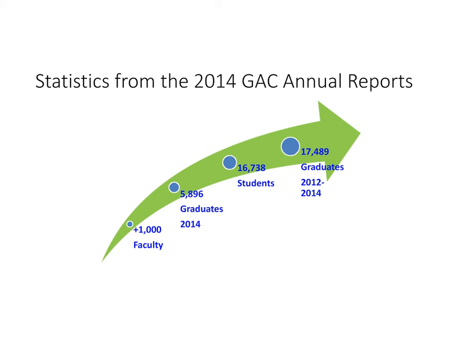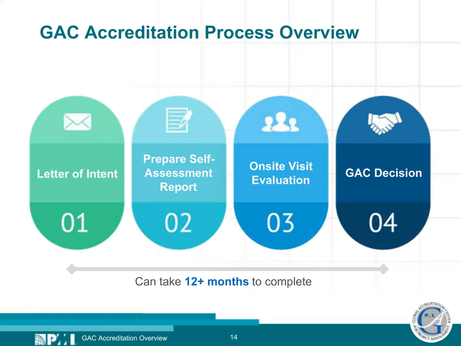Additionally, there were a total of 16,738 enrolled students in GAC accredited programs. To give you a 3-year view, there were 17,489 total graduates from GAC accredited programs from 2012 to 2014.